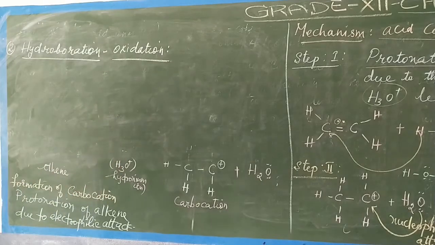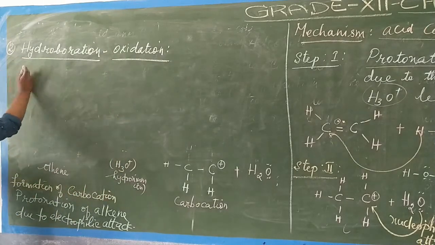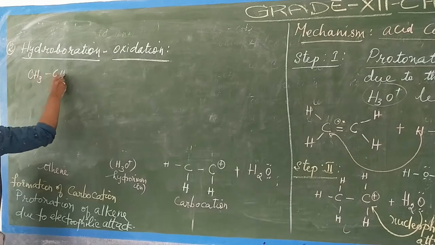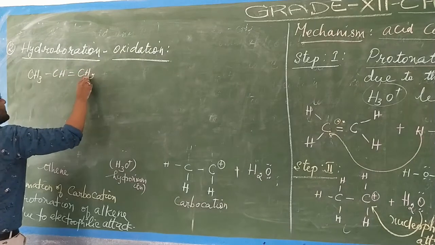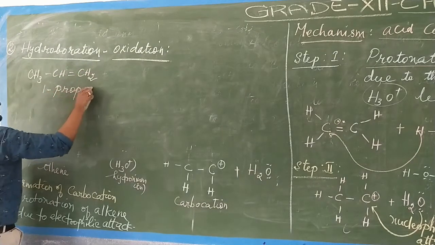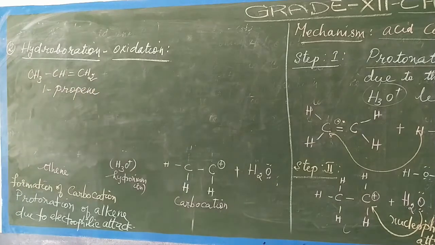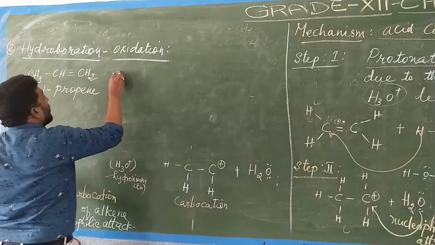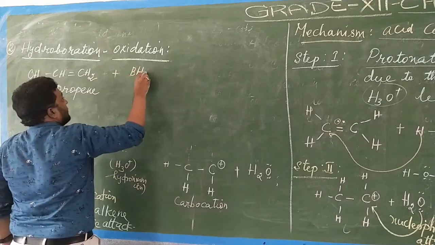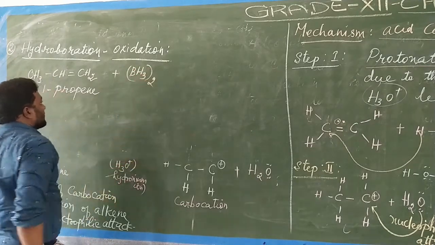Hydrogenation, oxidation reaction. So now take an unsaturated hydrocarbon, CH3, CH double bond CH2. This is 1-propene. So now 1-propene on treatment with borane, that is BH3, diborane. You have to add it with diborane.